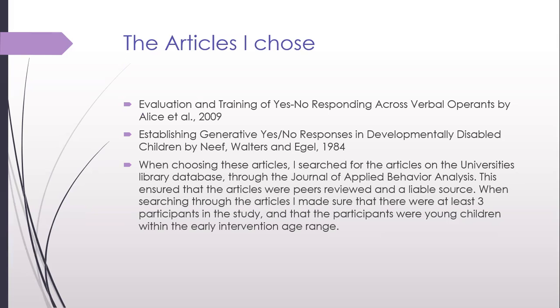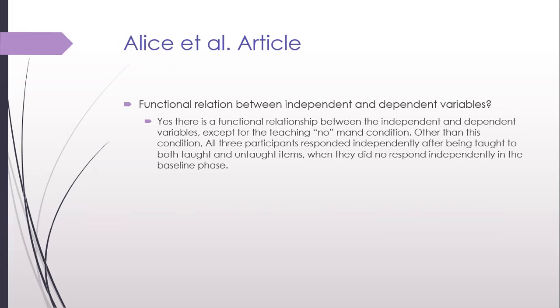And then from there, when I was specifically looking at the studies, I made sure that the studies were applicable to verbal operants, and I made sure that it had at least 3 participants to make sure that the study was valid, and I made sure that the participants were young children so that it related to early intervention. In the first article, which is the Alice article, there was a functional relation between the independent and dependent variable.